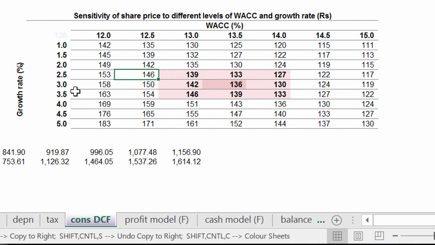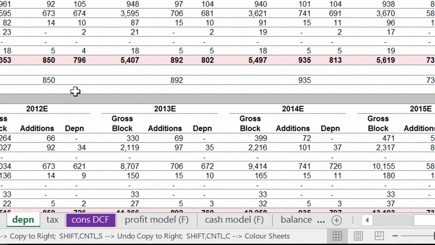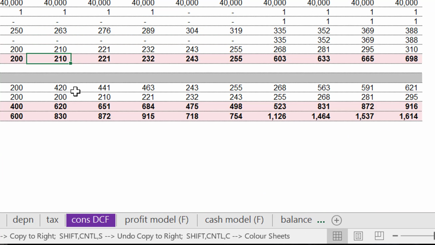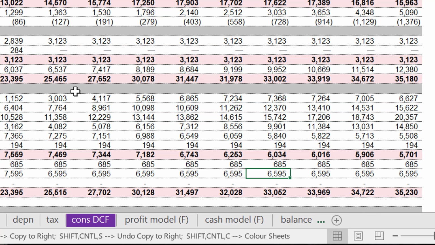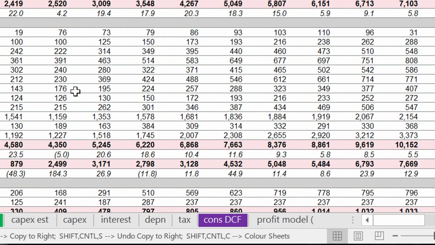I love this. We have a range in value from 111 per share, that's the low, up to 183 per share, that's the high. Now, in a minute, we're going to see what actually happened to the company. Okay. Now let's look at just a couple of basic things before we do that.